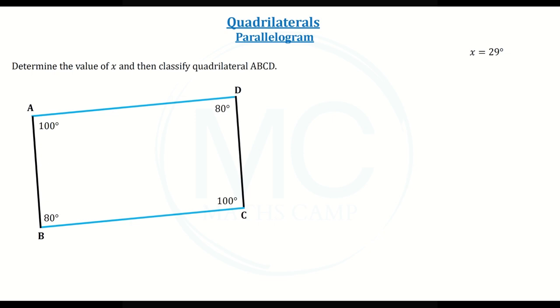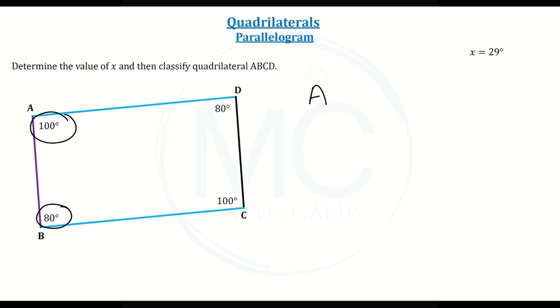Now a transversal line cuts both parallel lines. And here we have two transversal lines, AB and DC. We're going to use AB. So let's make this line purple. Co-interior angles lie between parallel lines on the same side of a transversal line. So we need to consider angle A and angle B.